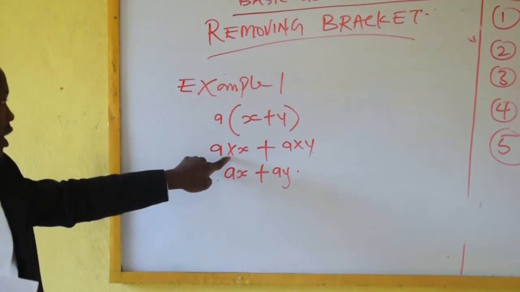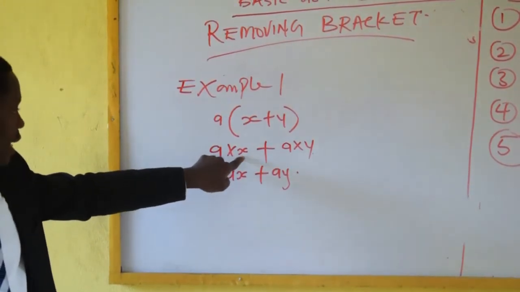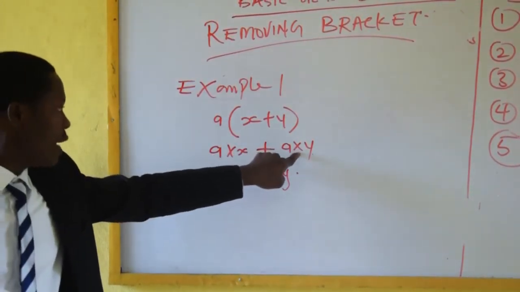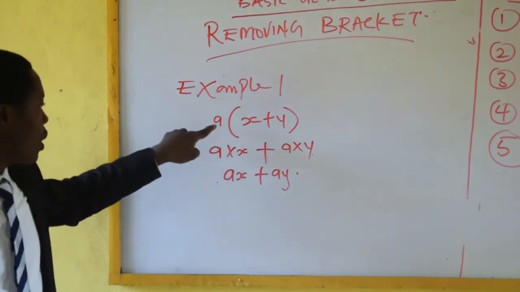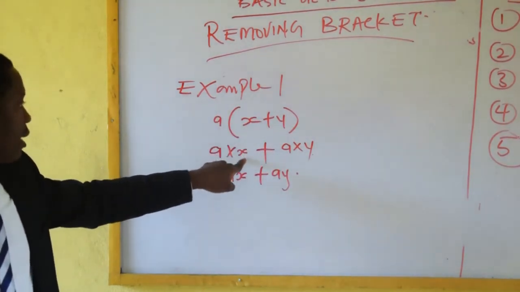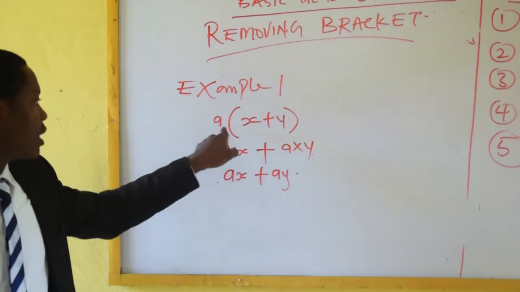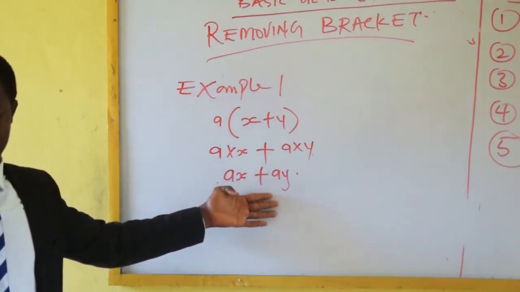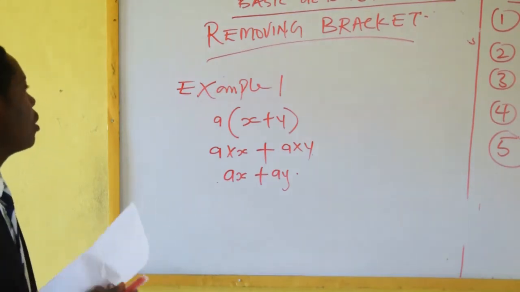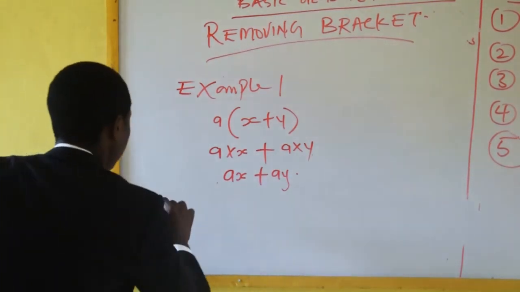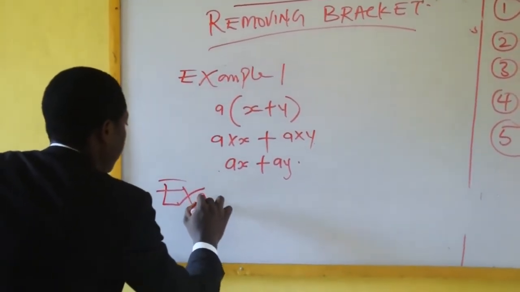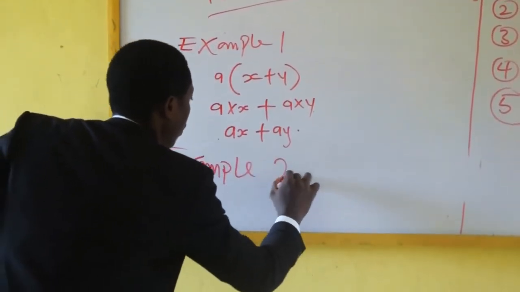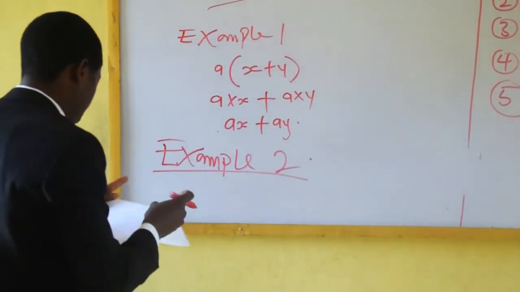Now this is a multiplication sign. This is your x. This is a multiplication sign. This is your y. So a multiplied by x, plus a multiplied by y. And that gives you this. Is that okay? Good. Now let us look at this example 2. We try to remove the bracket of this example 2.